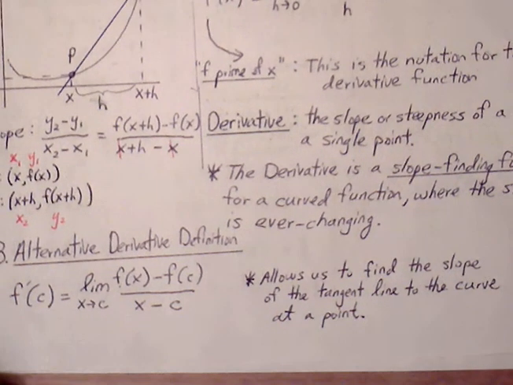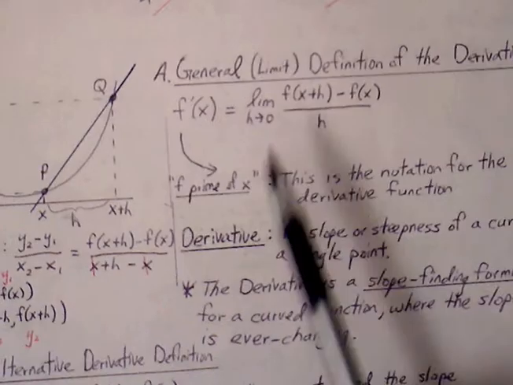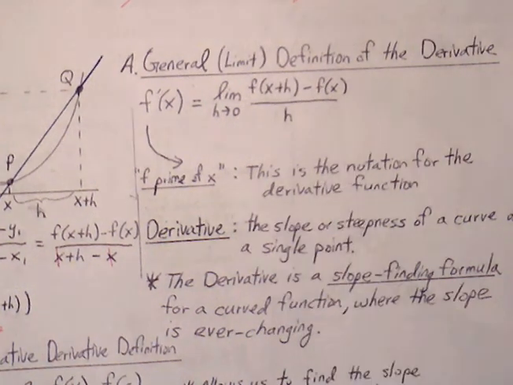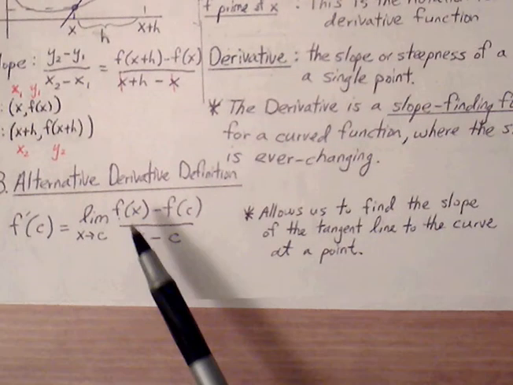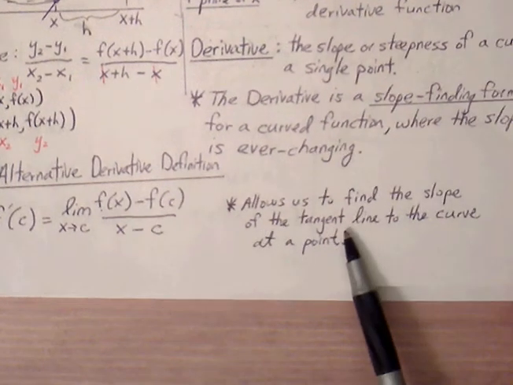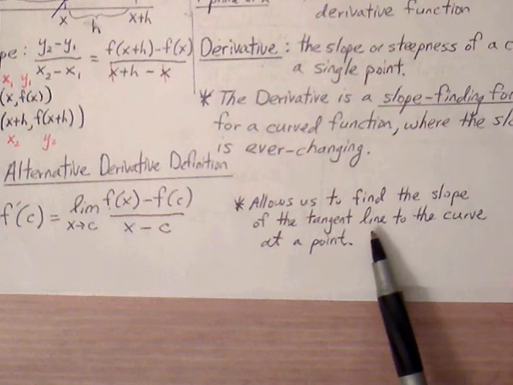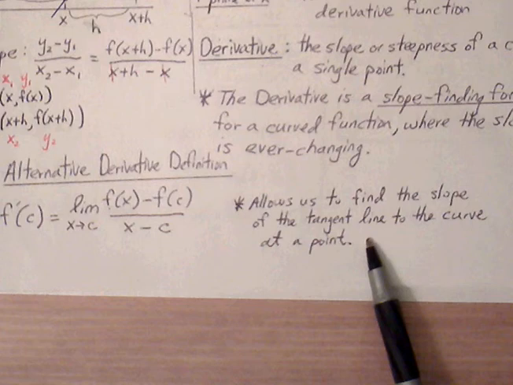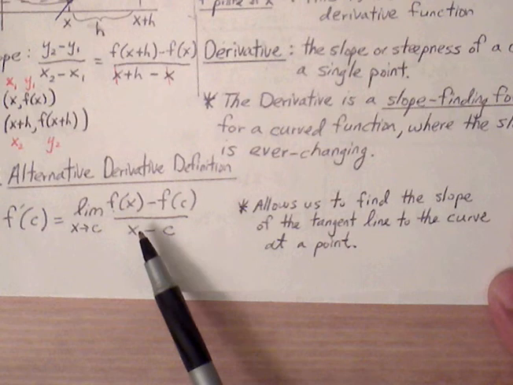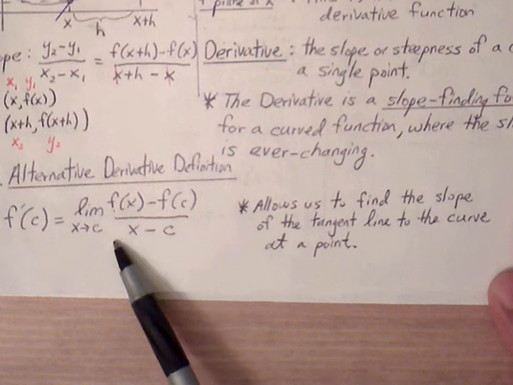Okay, let's finish notes for chapter 2.1. We went over the limit definition of the derivative and how to apply that. What I skipped over was the alternative derivative definition. This definition allows us to find the slope of the tangent line to the curve at a point directly. So this formula does not get us to the derivative function, but instead it will find the slope of the tangent line to the curve directly.